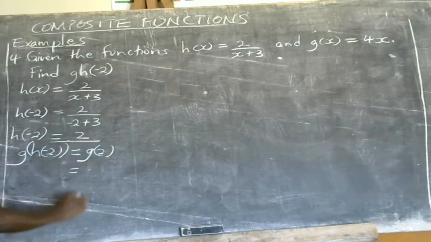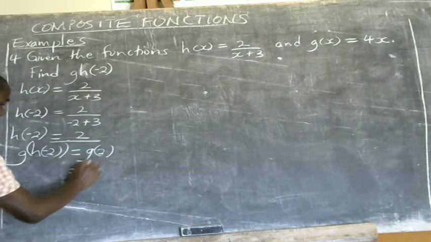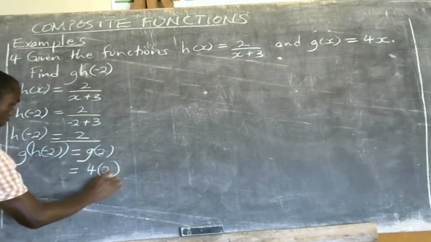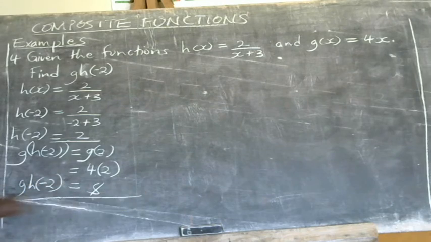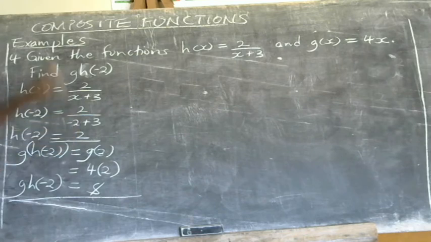So the g of x was given as 4x, so that's going to be 4 into 2, and this one here is going to give me 8. So I can get that. Why use this? Because initially they did not ask for the function g of h of x.